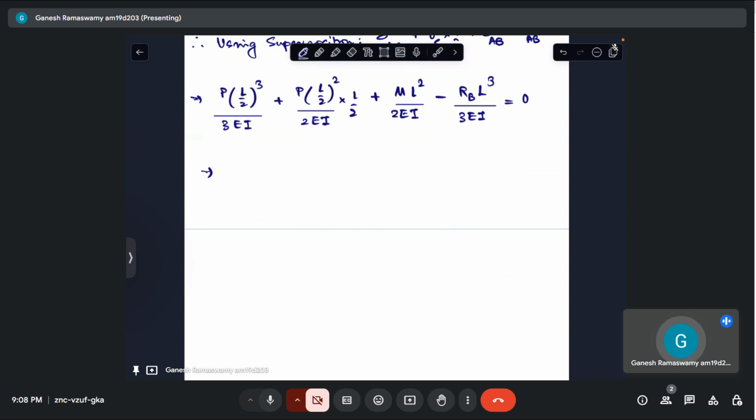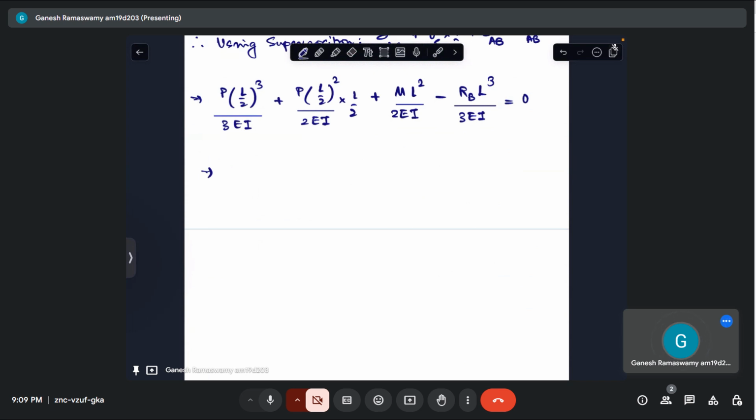So right off the bat I can cancel out EI's totally. Let me write that up. So this is PL cubed into, I have some fraction here which will be 0.5 cubed by 3 plus 0.5 squared by 2 into 0.5. So this is 5 by 48.